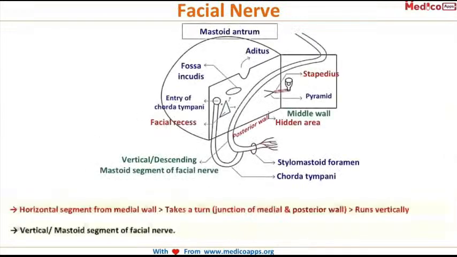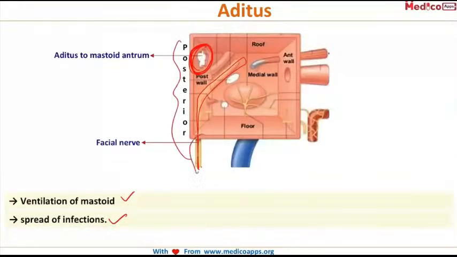The next structure is the facial nerve. The facial nerve, the horizontal segment, passes from the medial wall, takes a turn at the junction of the medial and posterior wall, and then runs vertically. This segment is known as the vertical or the mastoid segment of the facial nerve. In this image, you can see the facial nerve running vertically over here after passing through the junction between the medial and the posterior wall.